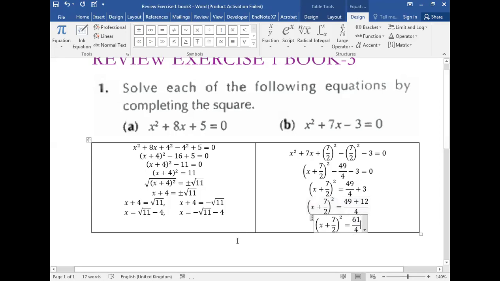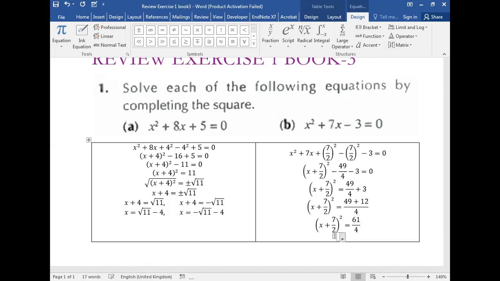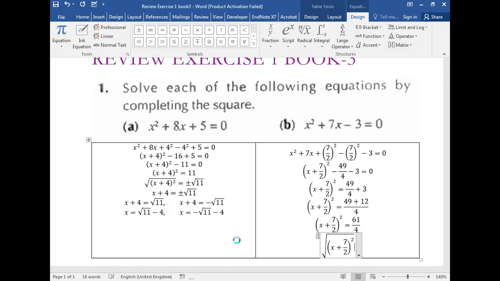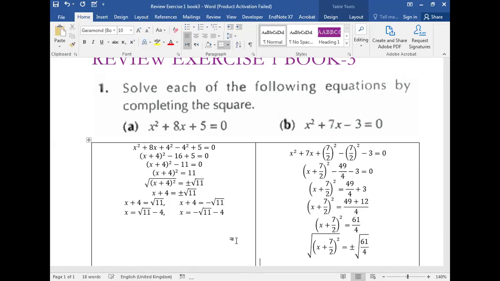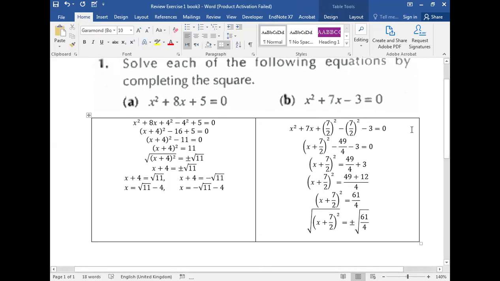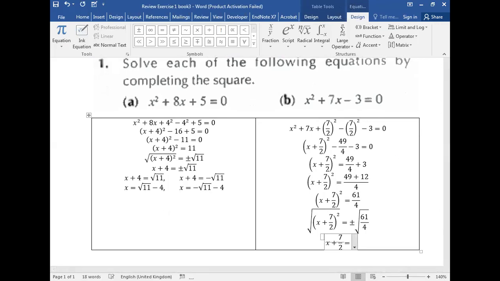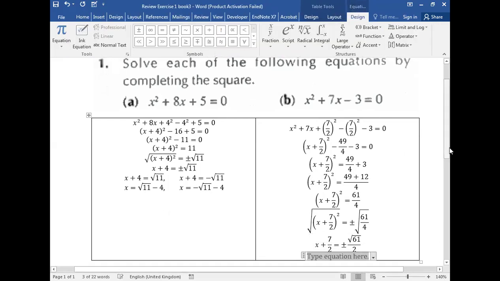Now what? Very good. Square root on both sides. x plus 7 over 2, the square root cancels the square, plus minus square root of 61 over 4. We cannot find the root of 61, but can we find the root of 4? It is 2, and they are dividing, so I can write x plus 7 upon 2 is plus minus root of 61 upon 2. See, I have brought the 4 out of the root.